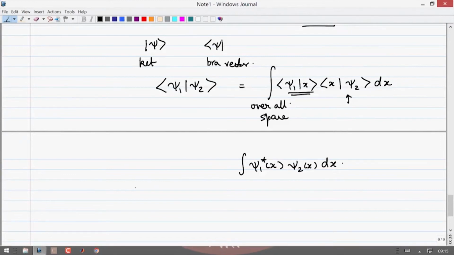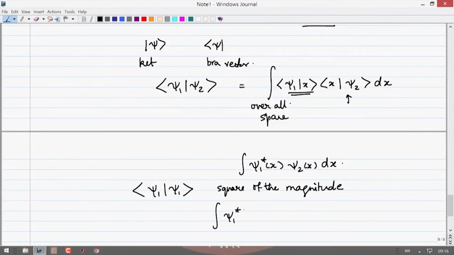Therefore, the normalization property is now represented by psi 1, and this is the square of the magnitude of psi. And if this is normalized, then what it means is that psi 1 star x psi 1 of x dx over all space is 1 for a normalized vector.